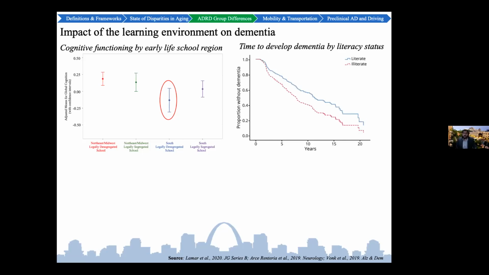The next study, to the right-hand corner of the screen, is from the WHICAP cohort, or the Washington Heights-Inwood Columbia Aging Project, in New York City.